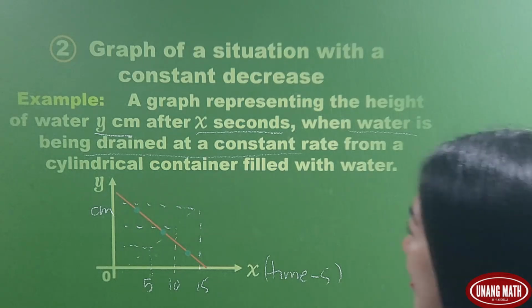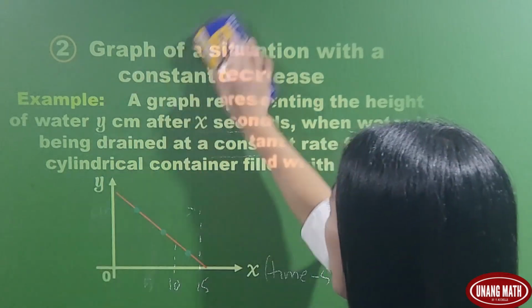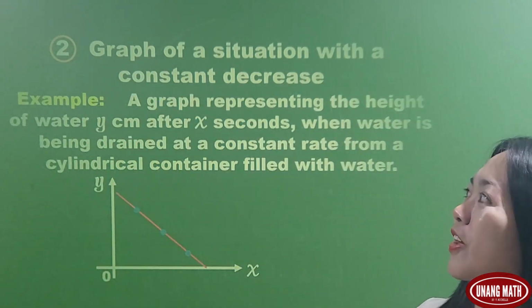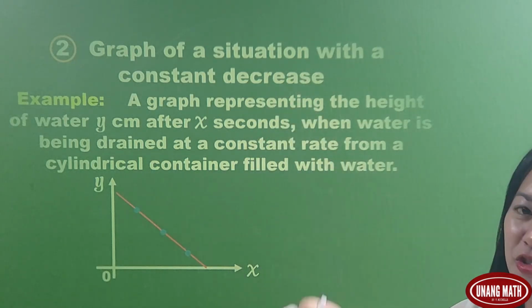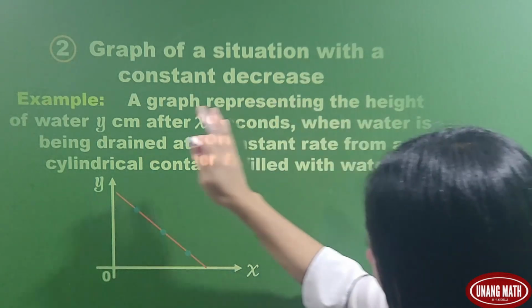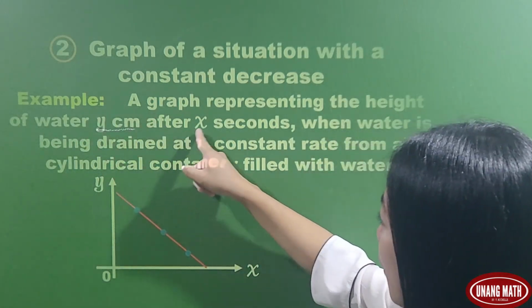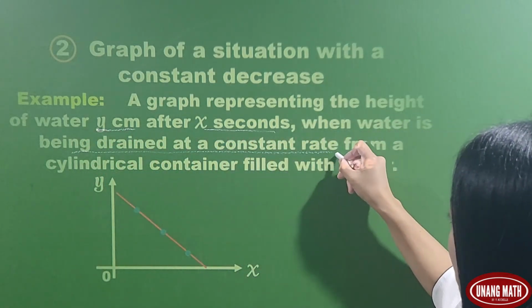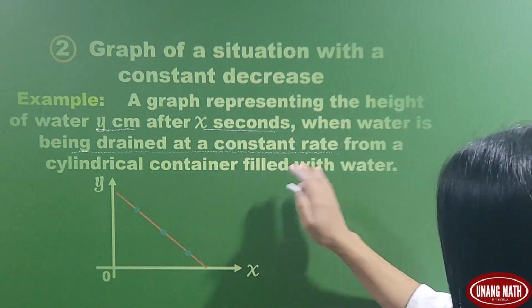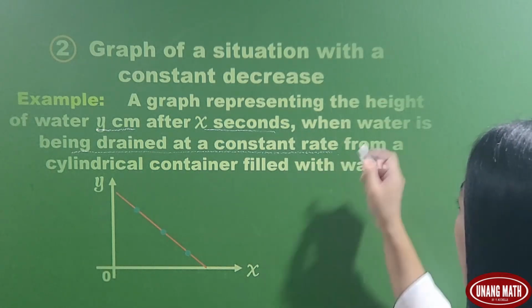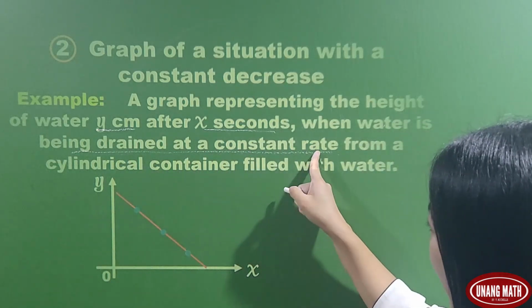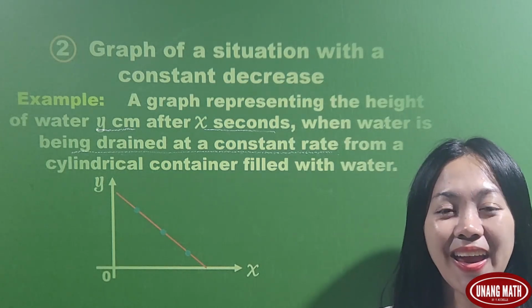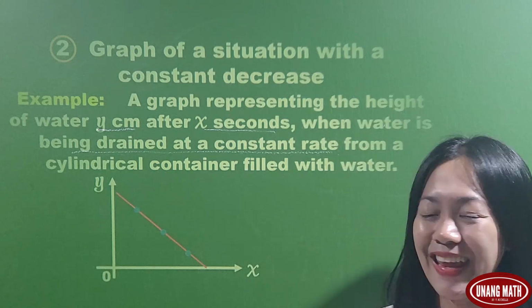The second situation is the graph of a situation with a constant decrease. This is the opposite of the first situation. Let's read this example situation: a graph representing the height of water, y centimeters, after x seconds, when water is being drained at a constant rate from a cylindrical container filled with water. The water is being drained at a constant rate. That means there is a constant decrease, or it's decreasing constantly.